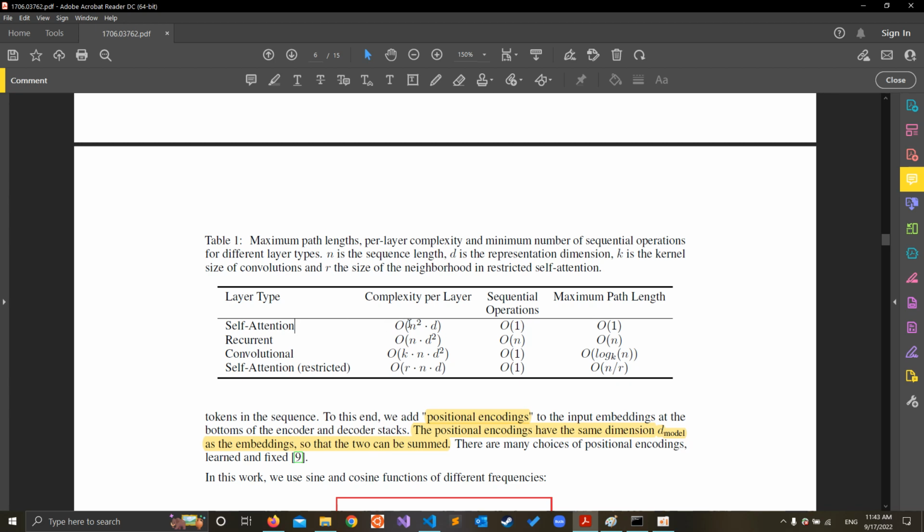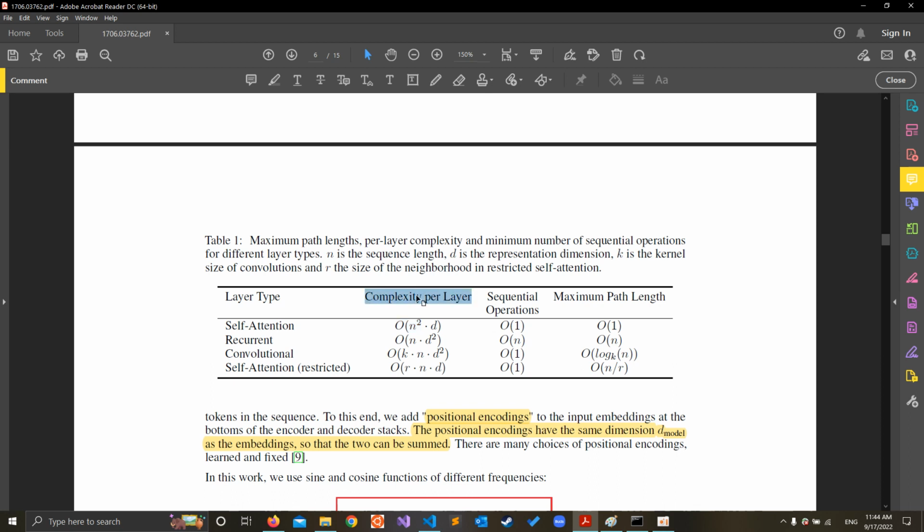As we can see in here, we can say the convolutional is the worst one in complexity per layer, but about the self-attention and recurrent, we're talking about the dimensionality and the length of the sentence, and in which way they are better than another one.